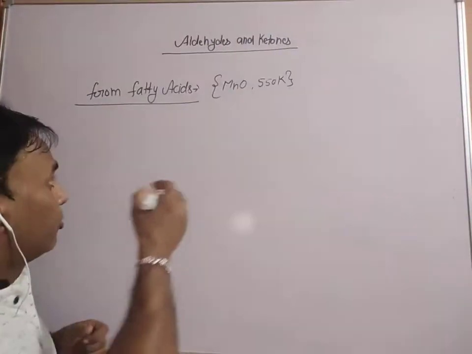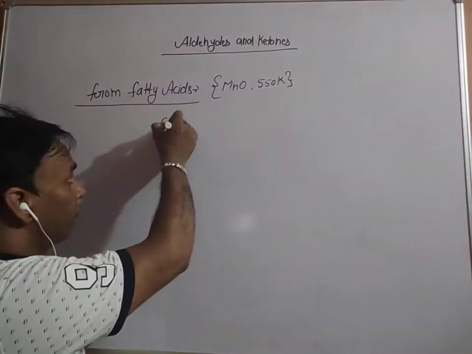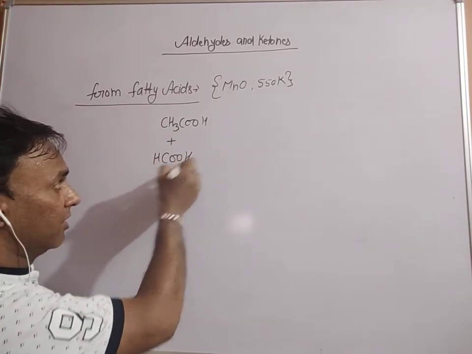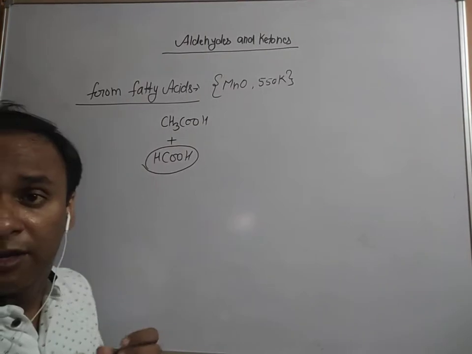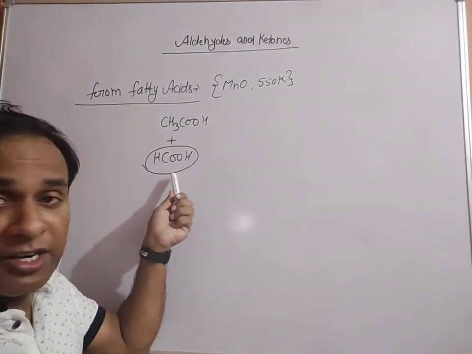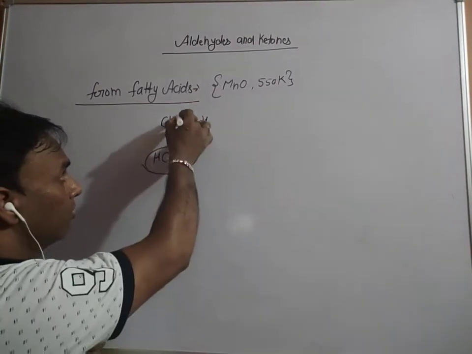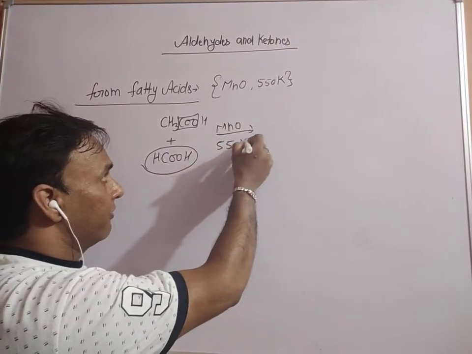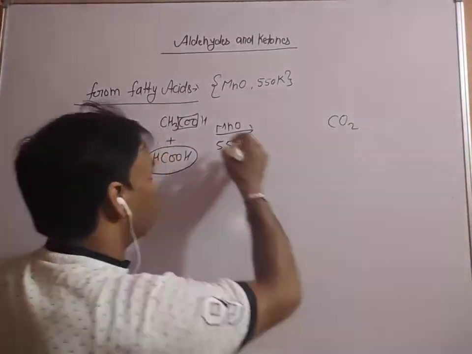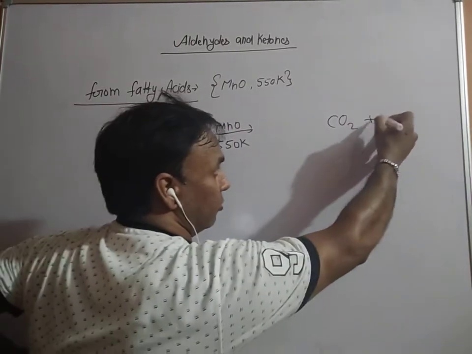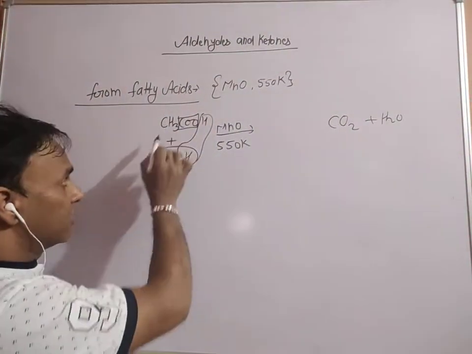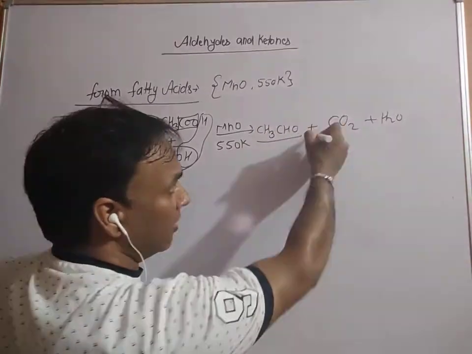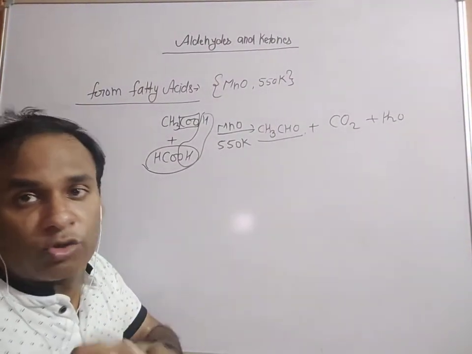For example, suppose we use a mixture of carboxylic acids, ethanoic acid and methanoic acid. Clear? Formic acid is used. Then in such a condition, an aldehyde is obtained. Clear? How? Carbon dioxide is removed in the presence of manganese oxide and 550 Kelvin temperature. In such a condition, carbon dioxide and water are removed. Clear? Now CH3CHO, an aldehyde, ethanal, is obtained.